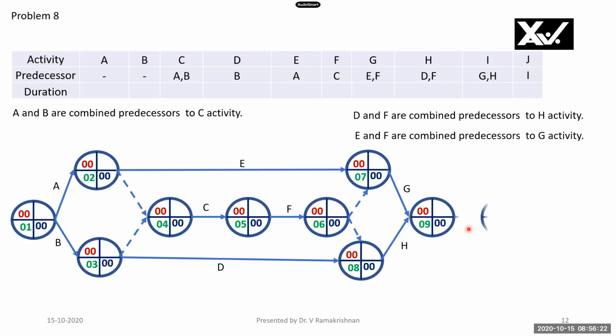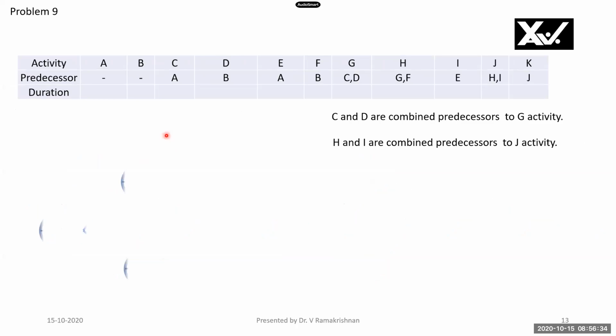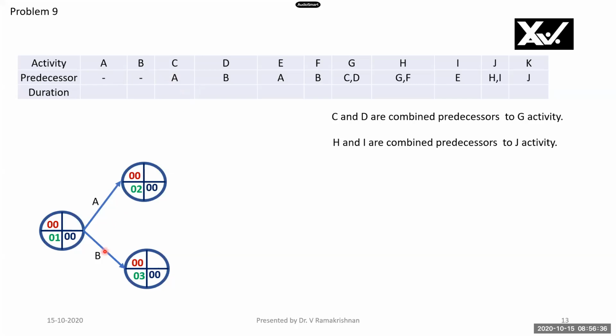It is required. And then I has G and H as predecessors, and J has I as a predecessor. This completes the network for this problem. Problem 9, we will see here A and B are starting activities. C has A as a preceding activity, D has preceding activities, but C and D are combined. Therefore, I am combining these combined predecessors to G.